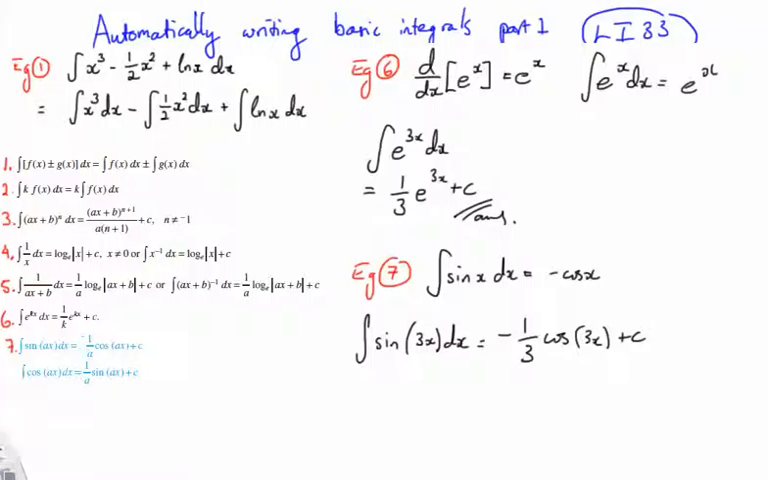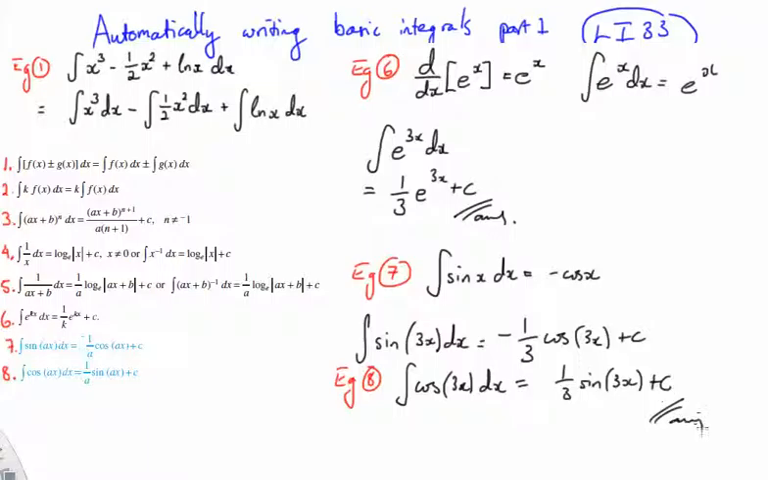And it's a similar sort of thing for integrating cos. Because sine diffs to cos, cos integrates to sine. So let's have a look at that example here. Let's do the same thing. Let's let a equal 3. The integral of cos of 3x dx equals 1/3 sine 3x plus c. There we are, there's our answer.